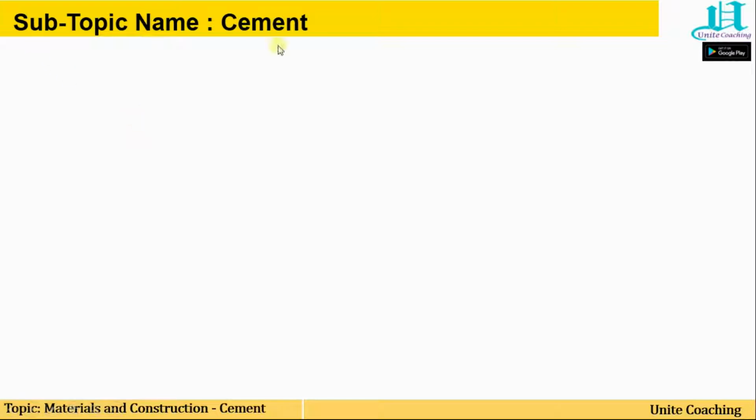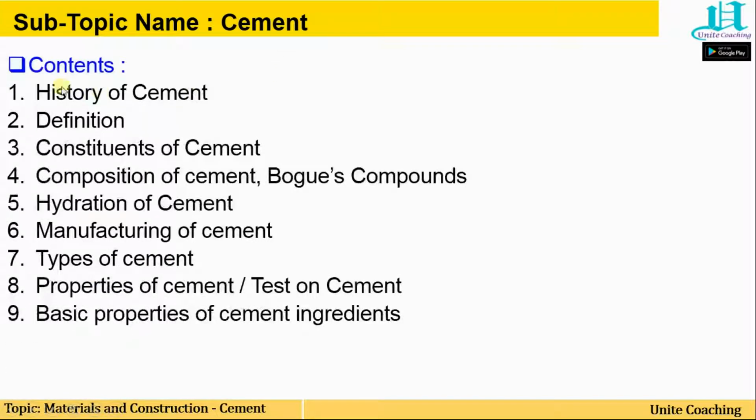Now the topics that we are going to discuss in this video are, first we will see the history of cement, then the standard definition, what are the constituents of cement, then composition of cement, Bogue's compounds, their functions, then we will see the hydration process, then manufacturing processes of cement, then what are the various types of cements and where they are used, then properties of cement or various tests that we carry out on the cement, and at last we will discuss basic properties of cement ingredients.